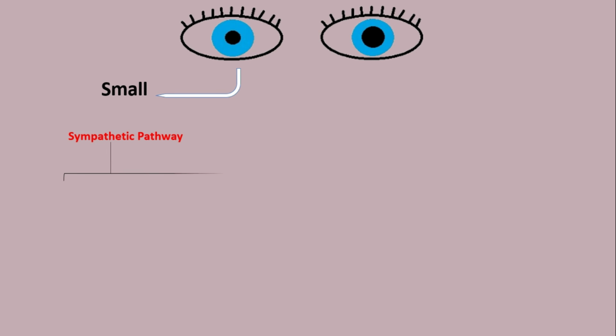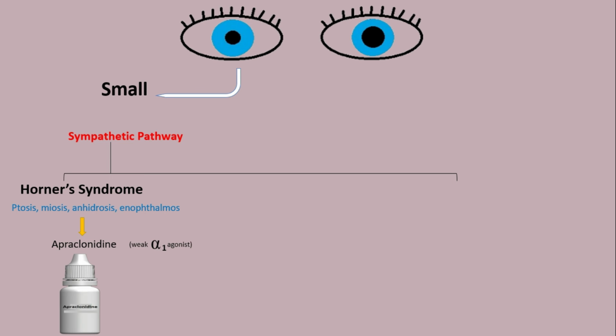It can be seen in Horner's syndrome, which presents with other associated symptoms as well. If we administer apraclonidine in the Horner's affected eye, it will produce dilation due to denervation supersensitivity, while the same formulation cannot dilate a normal eye. It can also be seen in pharmacological administration of miotics.